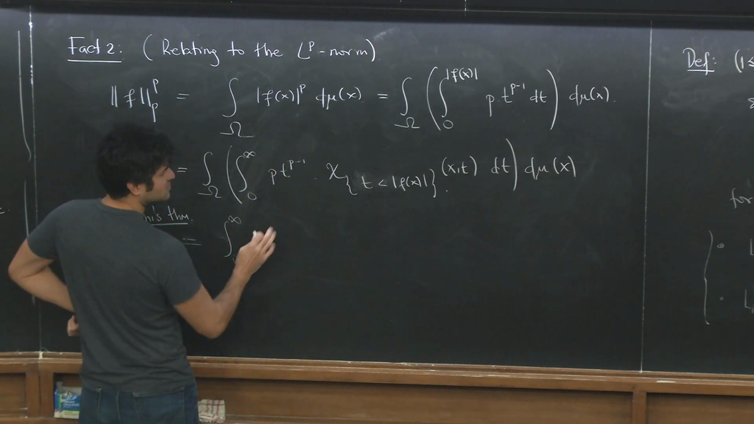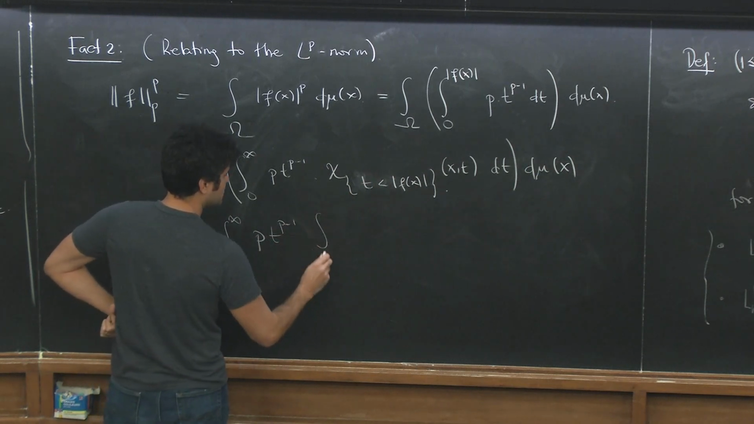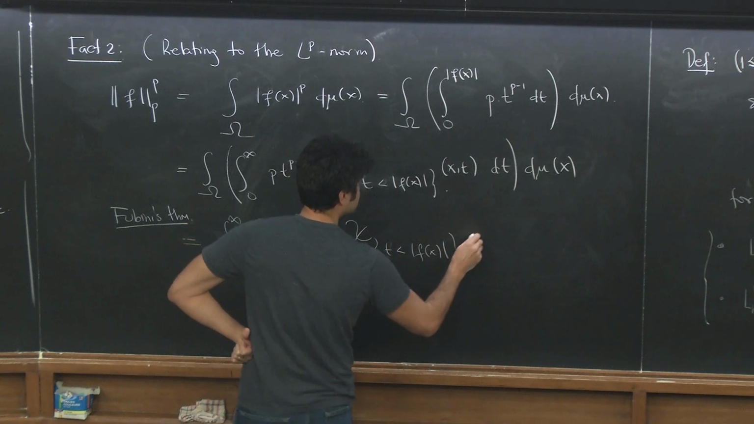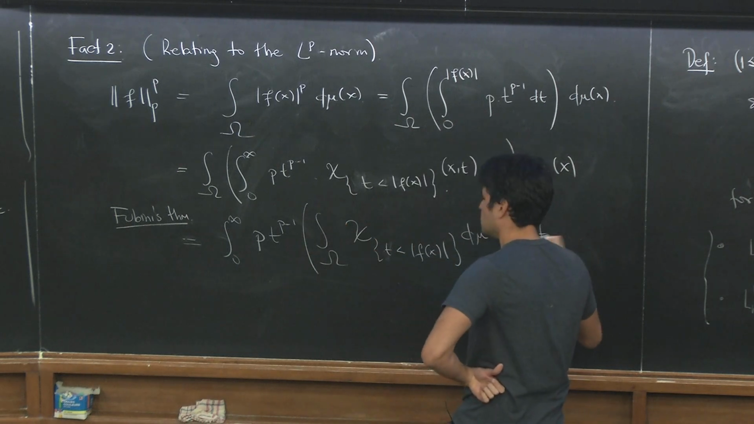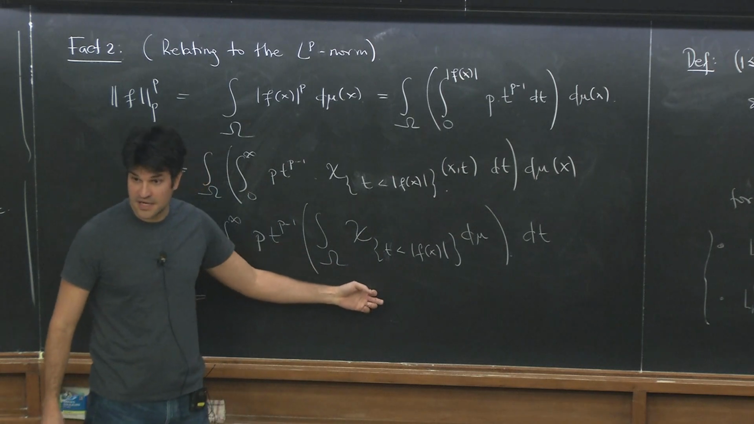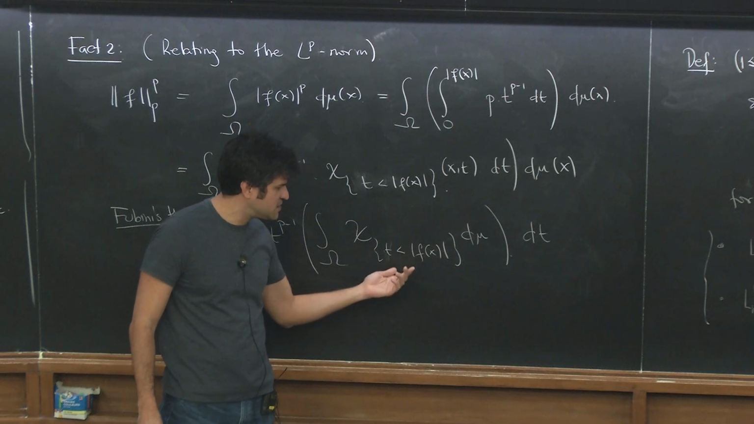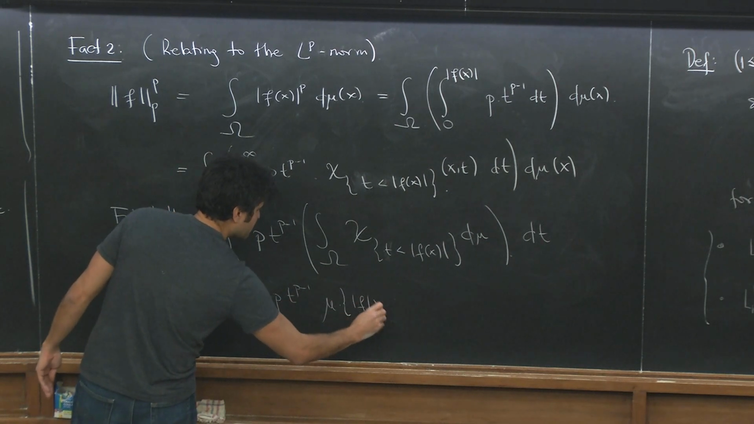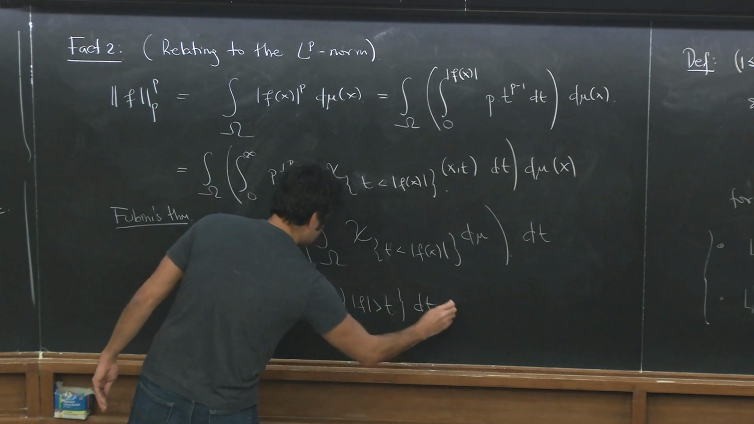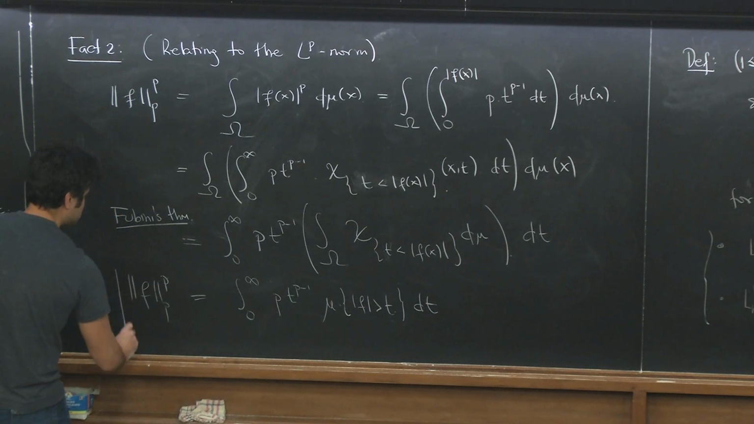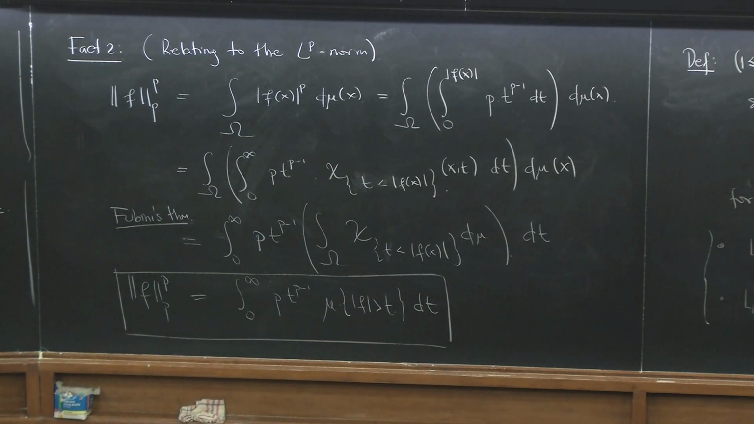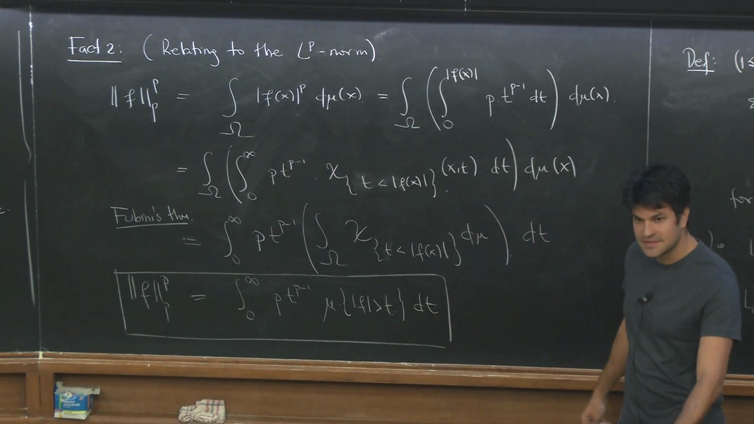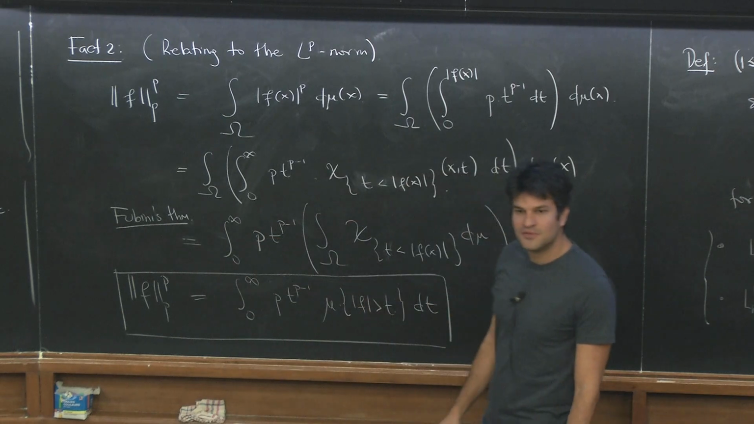The integral from 0 to infinity will come out. The integral in t will be p t to the p minus 1. And then you have the integral in omega of this function, d mu, and then dt. But this is the measure of the superlevel set. If you now fix t, and you look at the sets where f of x is bigger than t, this is the integral from 0 to infinity of p t to the p minus 1 times the measure of the set where f is bigger than t. So this is what you have proved. There's a way to write the LP norm as an integral of a certain function times what we call the distribution function. Again, I owe you Fubini's theorem to make this work, but we'll get there.